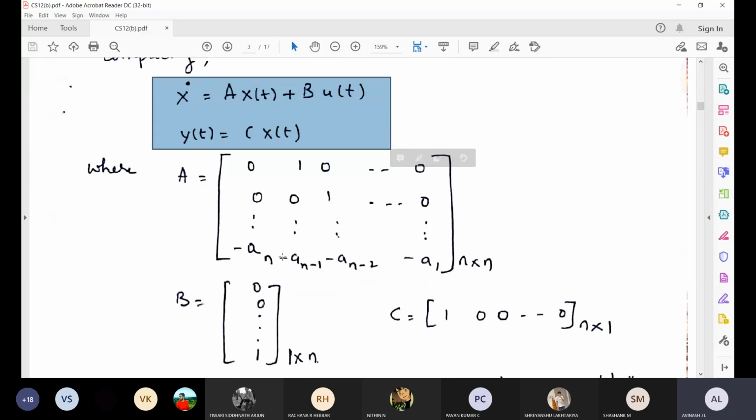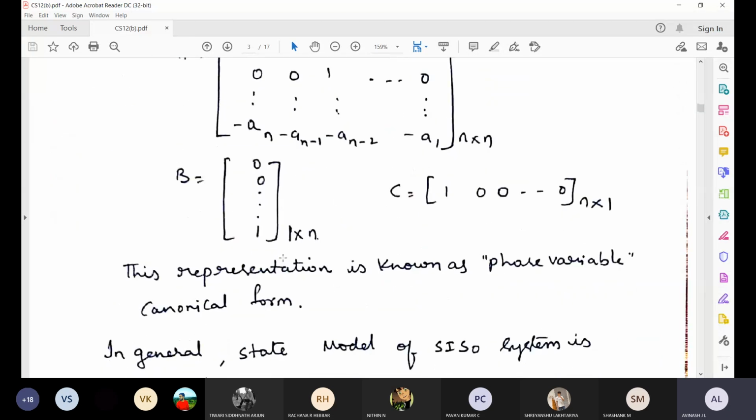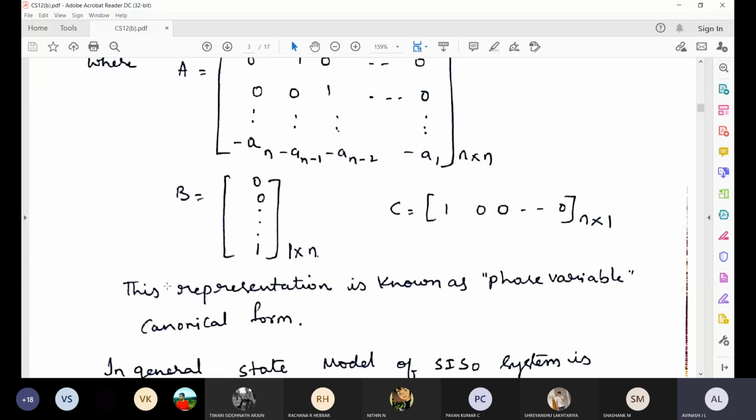After that, where A equals what, B equals what, C equals what, the same thing we are representing. This particular representation is called what? Phase variable representation in canonical form. Our representation is known as phase variable canonical form.